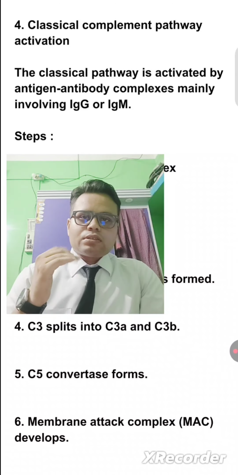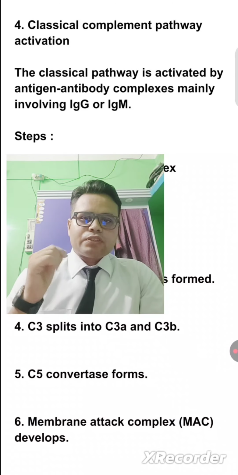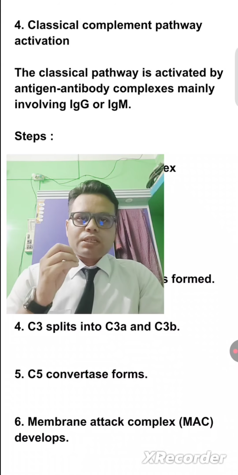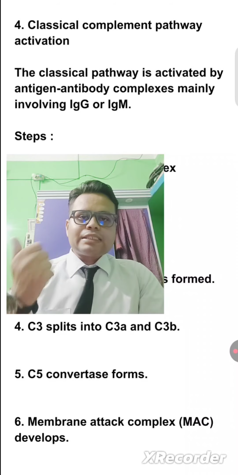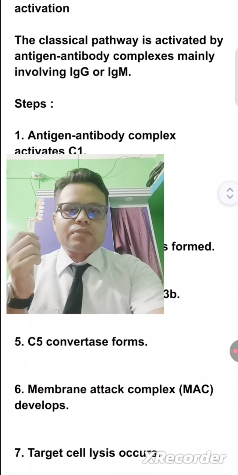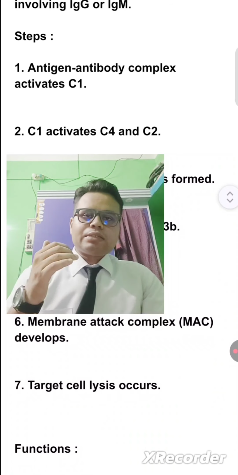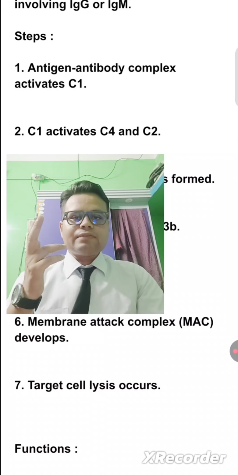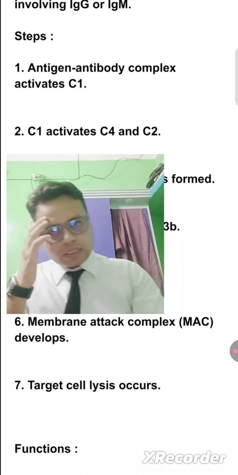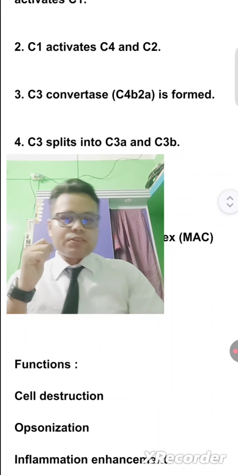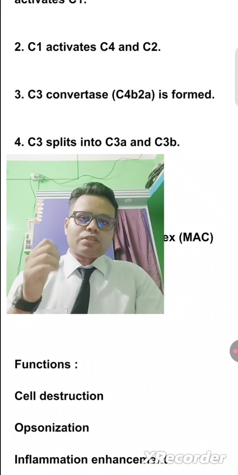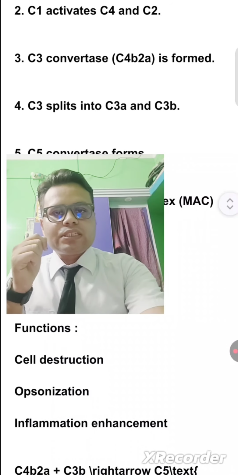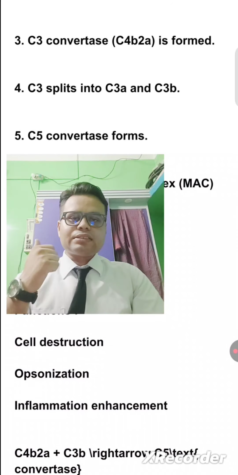So in this classical complement pathway activation, the classical pathway is activated by the antigen antibody complexes, mainly involving IgG or IgM. The steps are: first of all, the antigen antibody complex activates C1. Second, C1 activates C4 and C2. Next, C3 convertase, C4B2A, is formed. C3 splits into C3a and C3b.